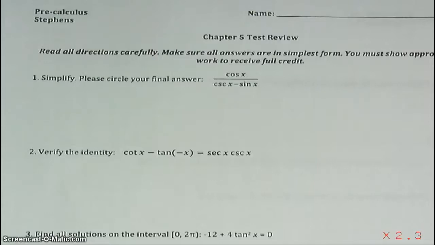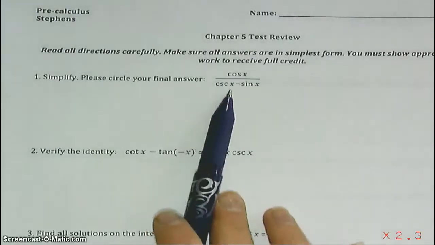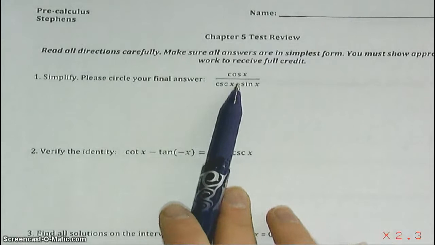Hello, pre-calc students. I am going to be doing the Chapter 5 test review to help you prepare for your test tomorrow. Number 1 goes along with Section 5.1, where you're going to be using the identities to simplify this fraction in order to reduce it down to one trig function.